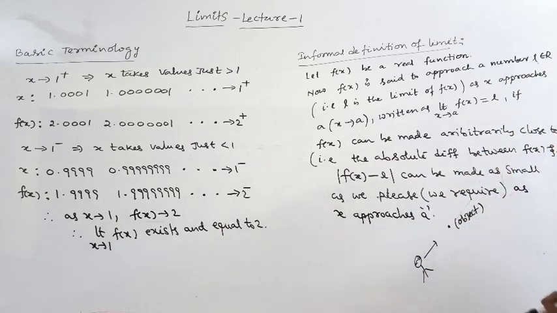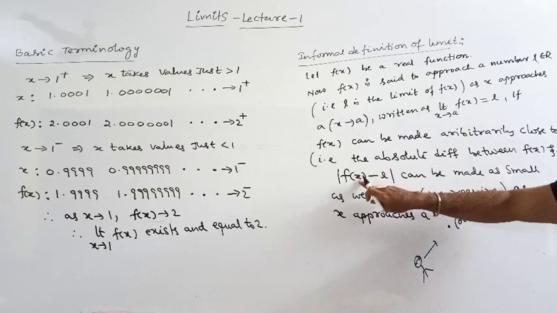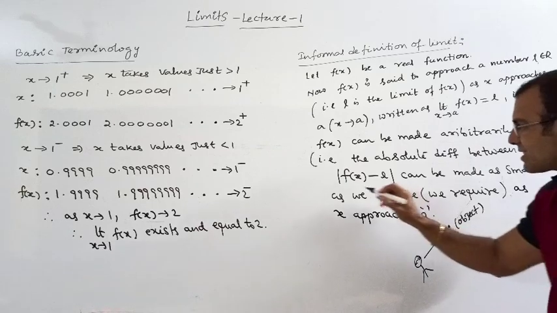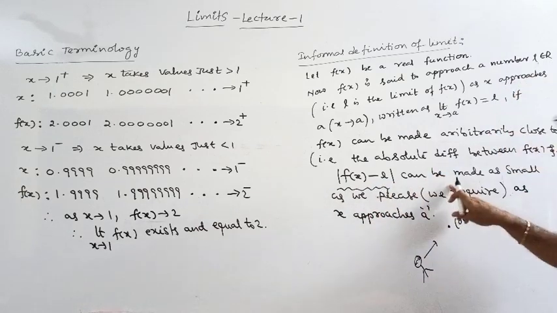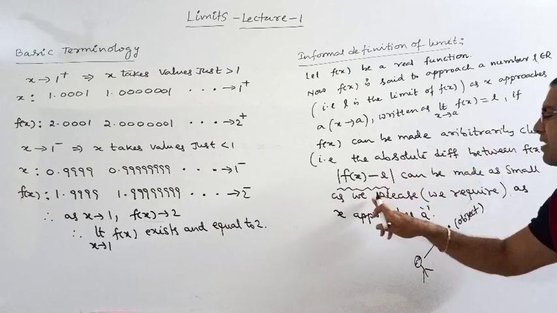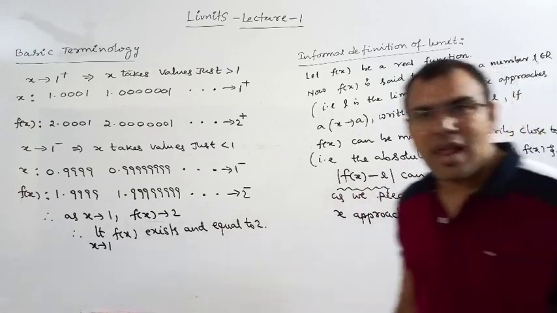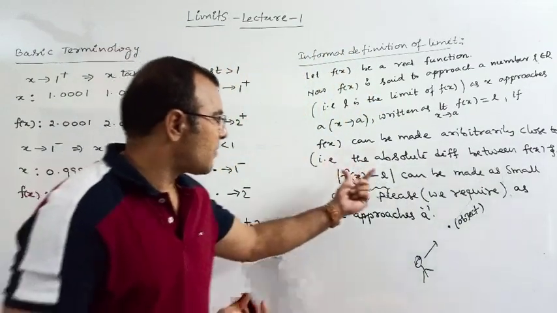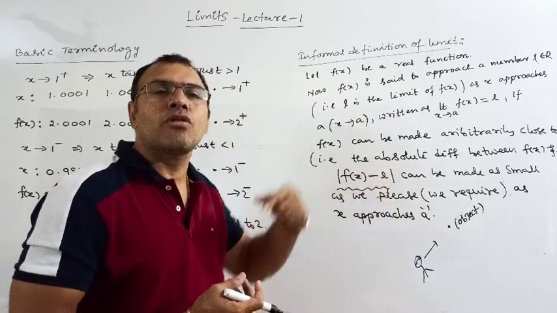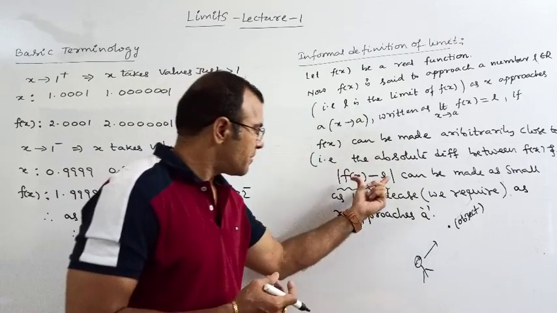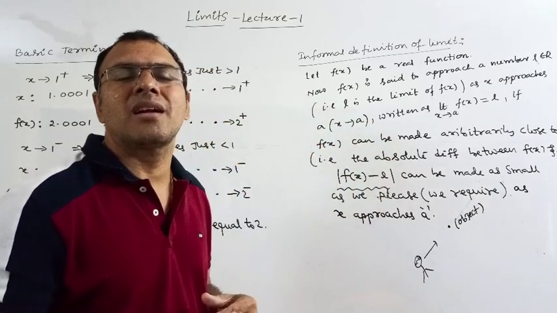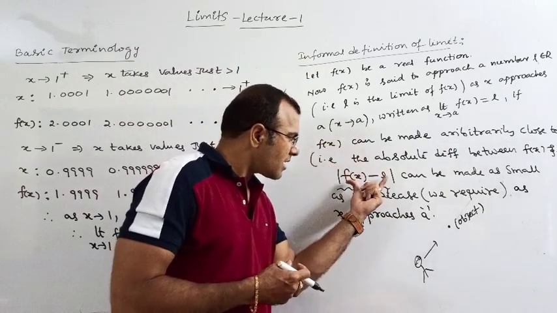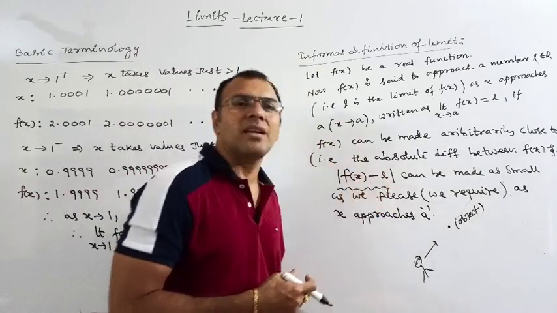In the same way, we say that f of x tends to L if this difference can be made as small as we please. As small as we please means we require. I want the difference between them to be less than 10 power minus 10, or less than 10 power minus 100. However you want, if you can show that, then f of x approaches L.